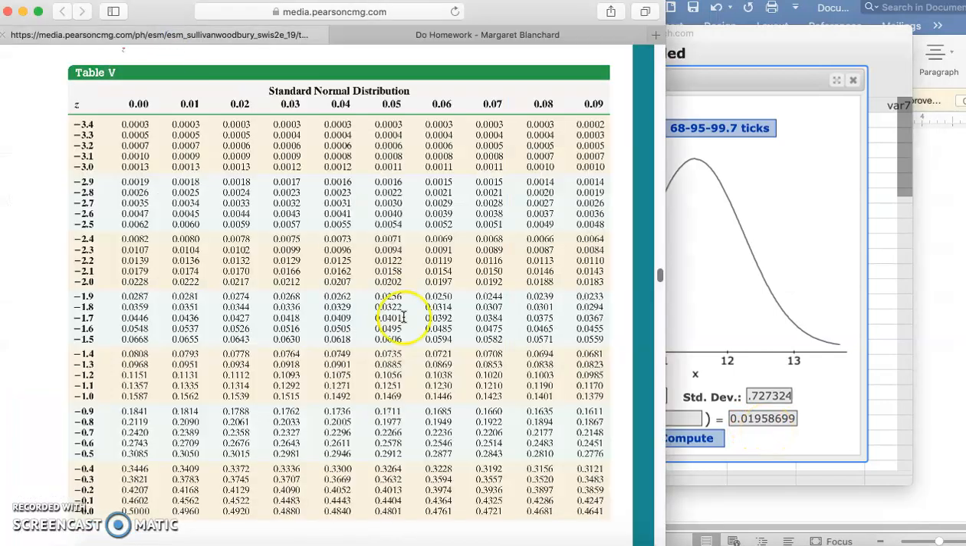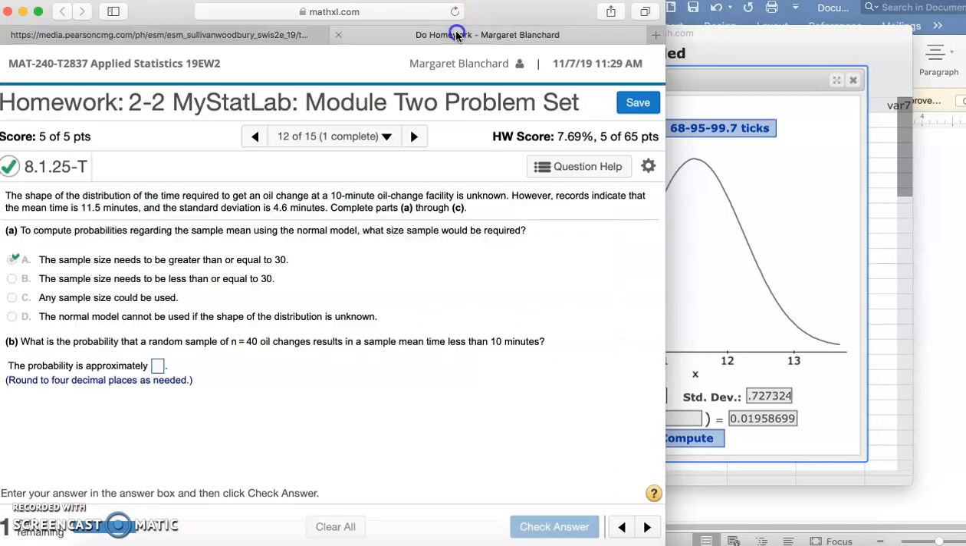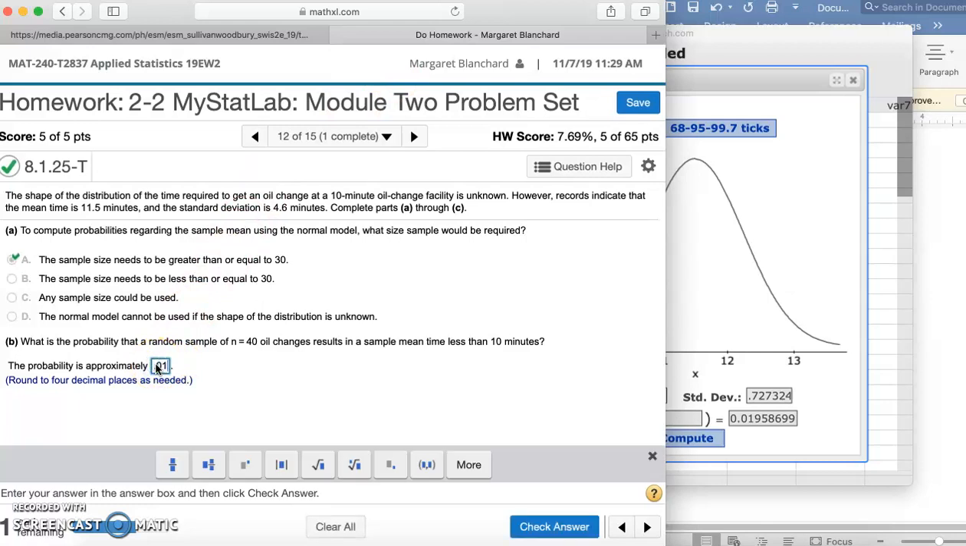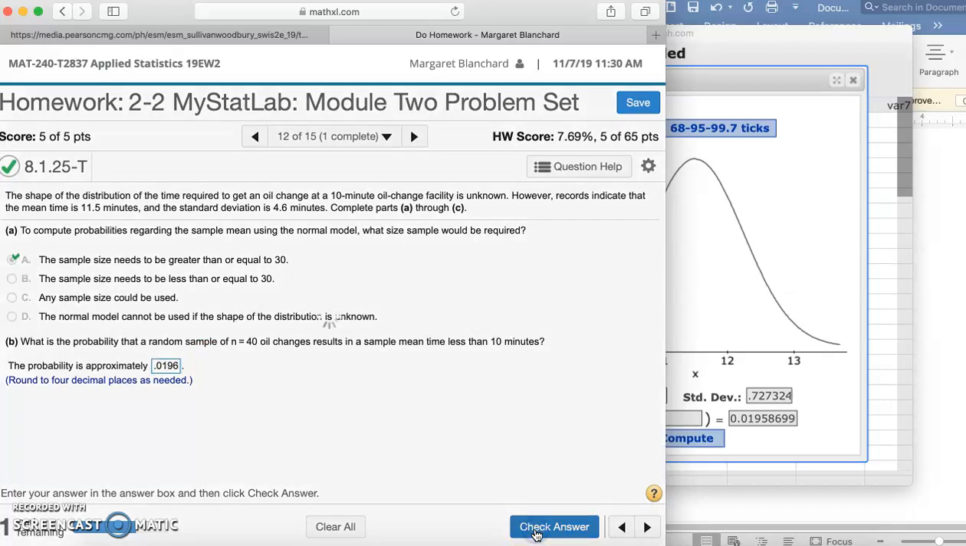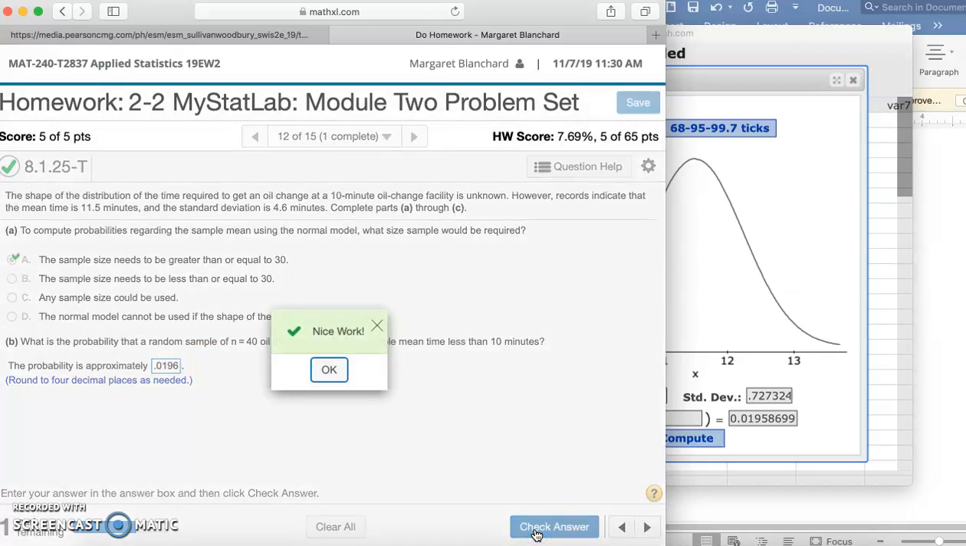What we found on the table was 0.0197. You see they're very close. Of course, you're going to deal with some rounding issues. So let's go ahead and put in the number we get from StatCrunch just to see. 0.0196. Check answer. Nice work. And if you put in that 0.0197 from the table, that would have worked as well.